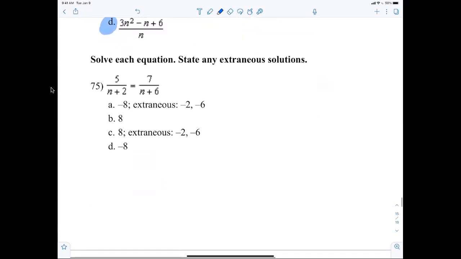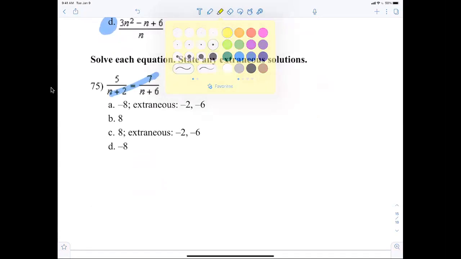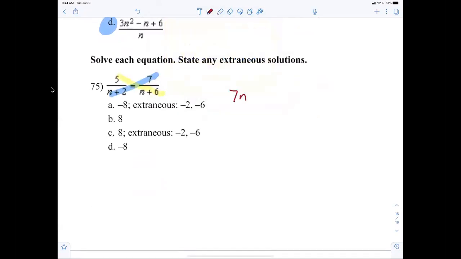Now we have a proportion. So remember, we just cross multiply. And that's just negative 8. 7n plus 14 equals 5n plus 30. 2n equals 16. So n equals 8.